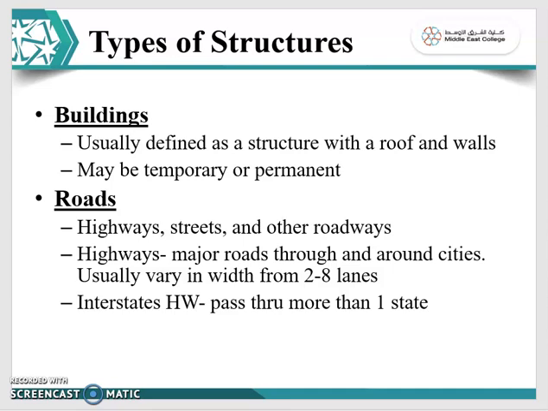Coming to roads, examples of roads are highways, streets, and other roads. Highways, major roads through and around cities, usually vary from 2 to 8 lanes. You know how the street roads are and how the express highways are. Street roads are one lane only, like small roads in your streets. Express highways are 3 lanes, 4 lanes, something like that. If you go to Dubai, you can see 6-lane and 8-lane roads also. Nowadays in Oman also we have constructed a huge number of lanes in the outskirts. So these are all about roads.